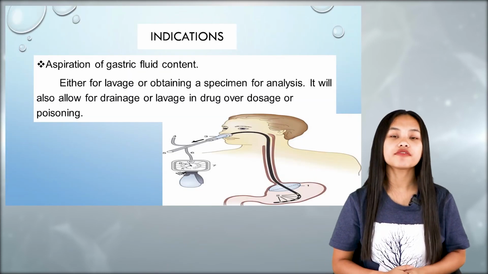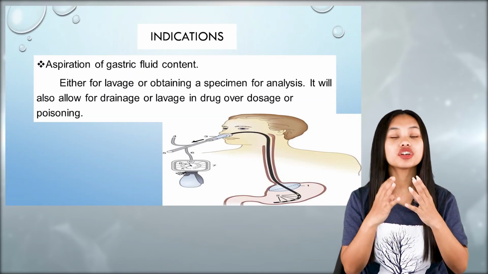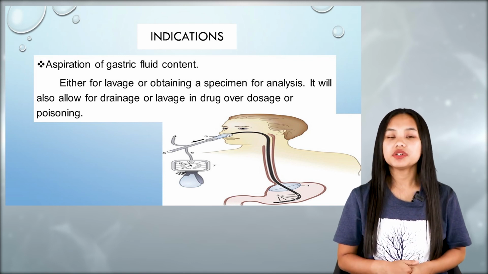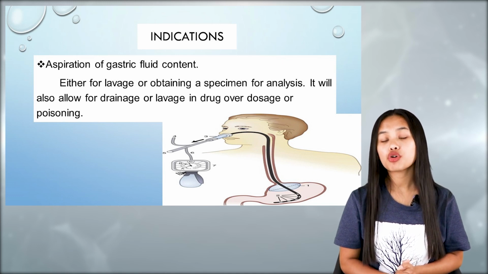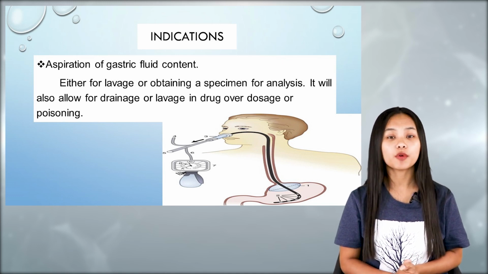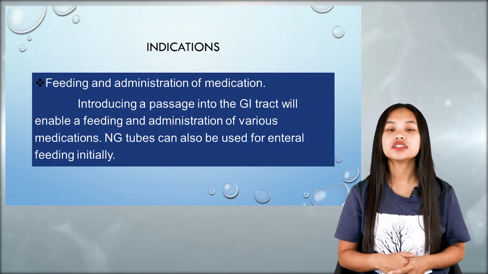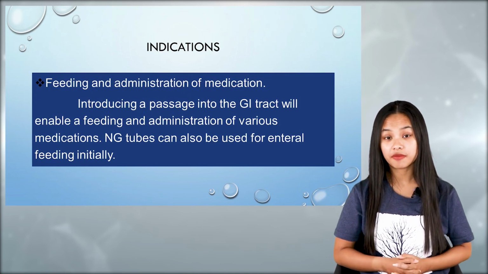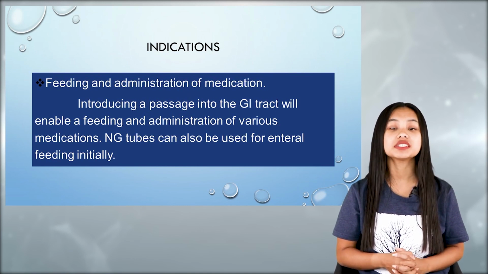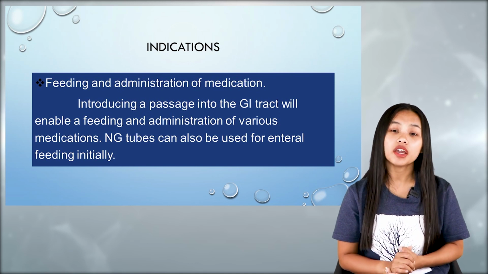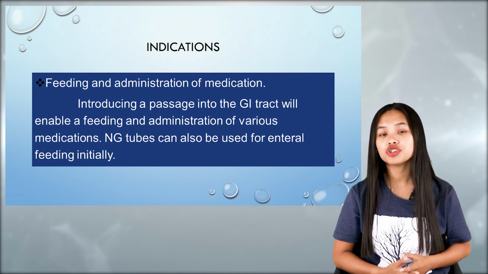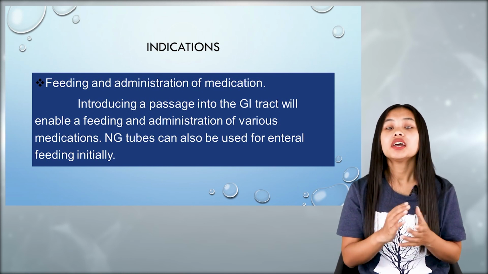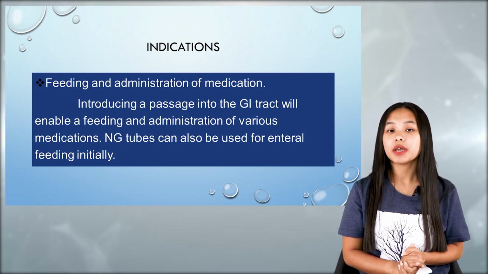The second is for the aspiration of gastric fluid content. This can also be done for drainage or lavage in cases of drug overdose or even in cases of poisoning. And the next is for feeding and administration of medication. As I've repeatedly been saying, if the client is not able to eat or swallow, then by the use of nasogastric intubation, we can still provide food as well as medications.